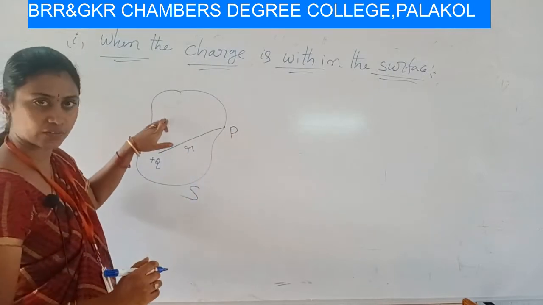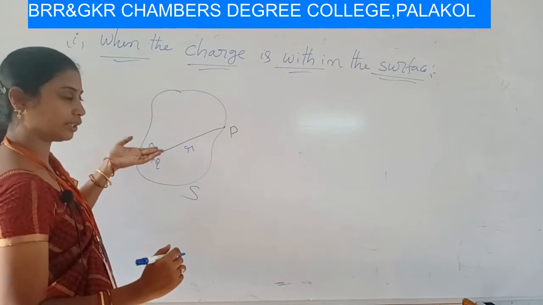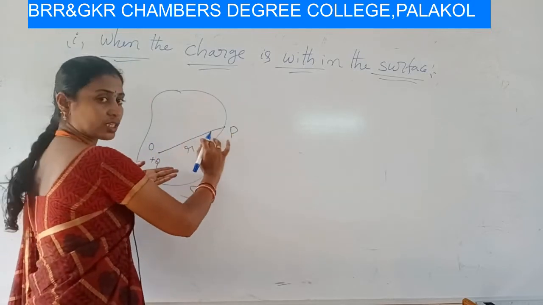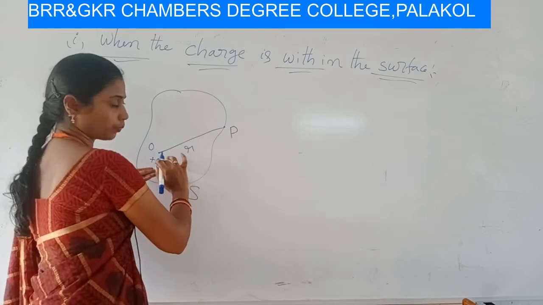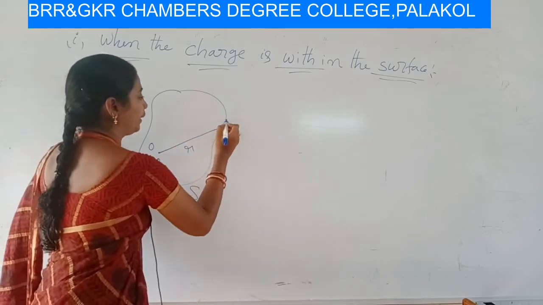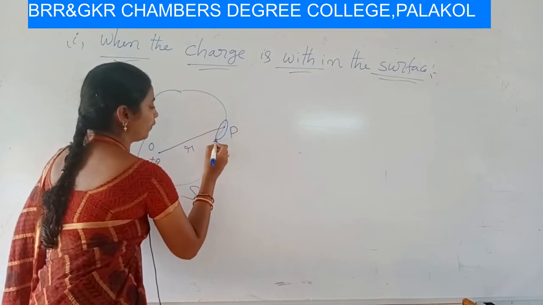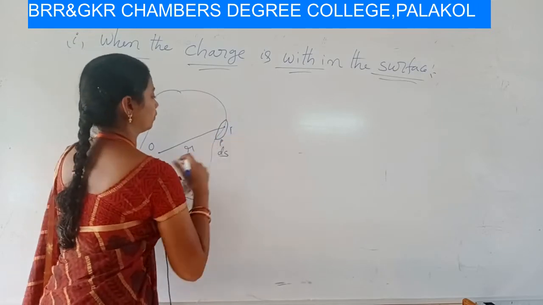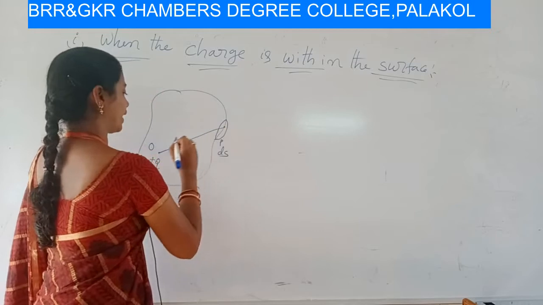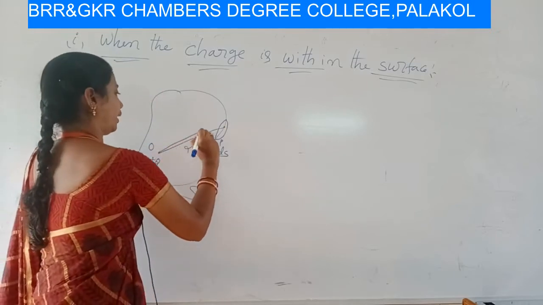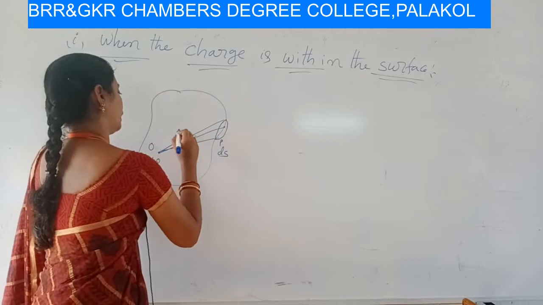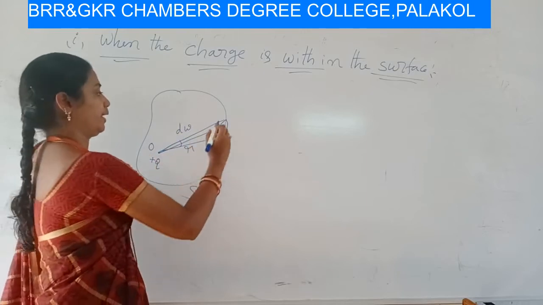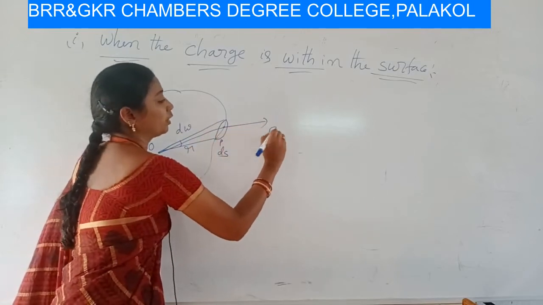Let us take a closed surface, and here at point O the charge is situated, and we take a point P on this surface which is at a distance r from this point charge O. Okay, now we consider a small part of this surface as ds. This ds makes a solid angle d omega at O. Here d omega is the solid angle subtended by ds at O. Here the electric field is in the radially outward direction.